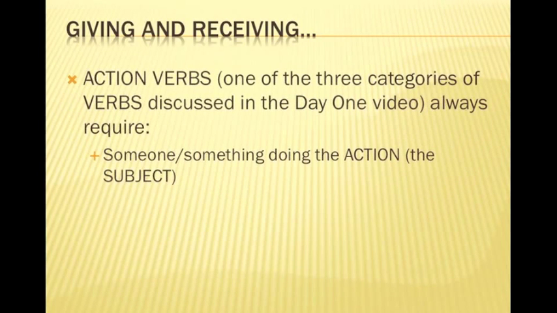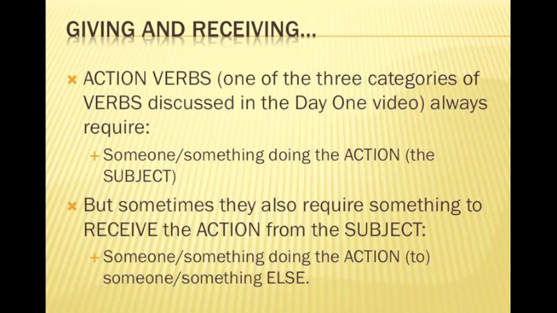So part of the idea here is that action verbs, which is one of the three categories of verbs we discussed all the way back in day one, require a subject. That's something we talked about in part one of our video series today. But sometimes they also require something to receive the action from the subject. So someone or something else is doing the action to, and again, "to" is in parentheses here because the word "to" doesn't always work, someone or something else.